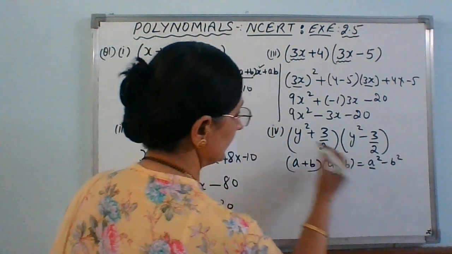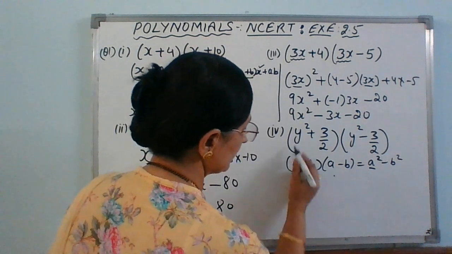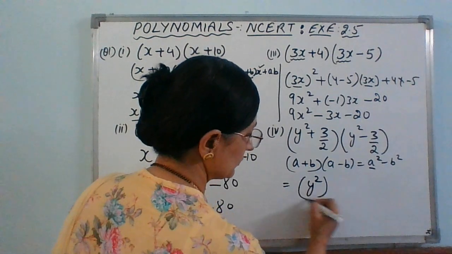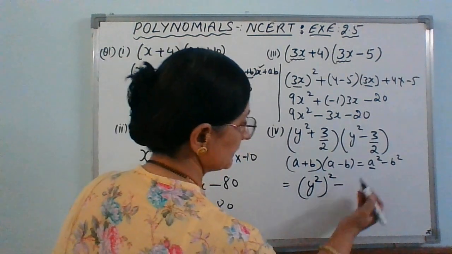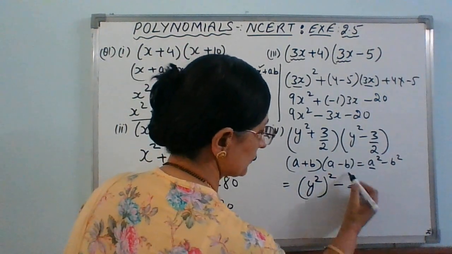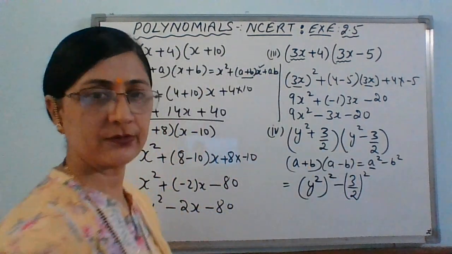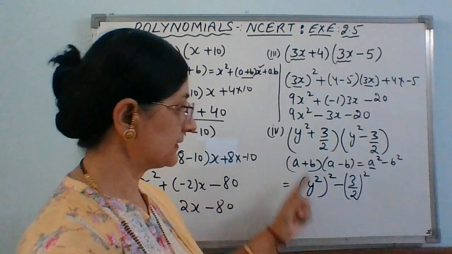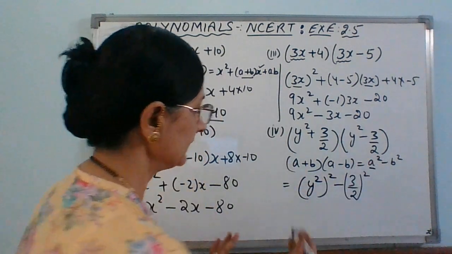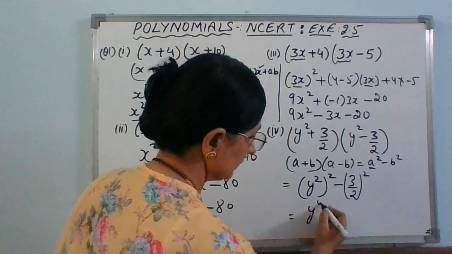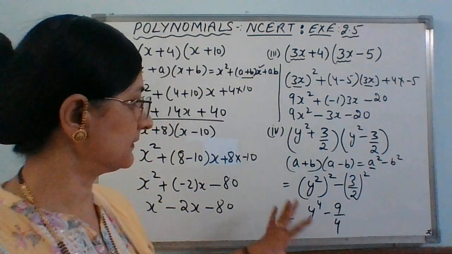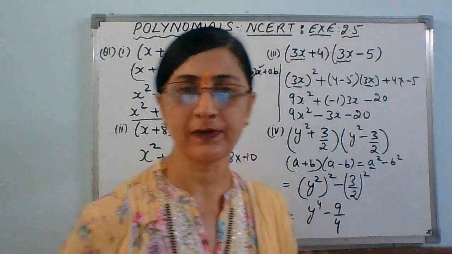a here is y square. So its answer will be y square, just like a. So a square means this. b here is 3 by 2. Square means this. So here a was y square, so as it is I've taken a and the square of a, right? So it becomes y square squared, which is y to the power 4, and 3 times 3 is 9, 2 times 2 is 4. So this is the answer. This is the product of these two factors.